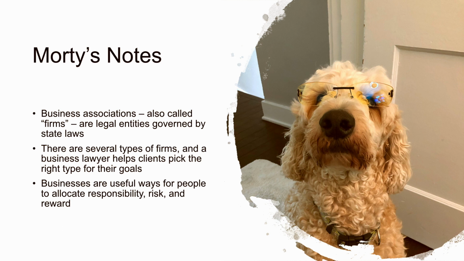Business associations, also called firms, are legal entities governed mostly by state laws. There are several types of firms, and a business lawyer's job is to help clients pick the right firm for that client's goals. Business associations are useful ways for people to allocate responsibility, risk, and reward.